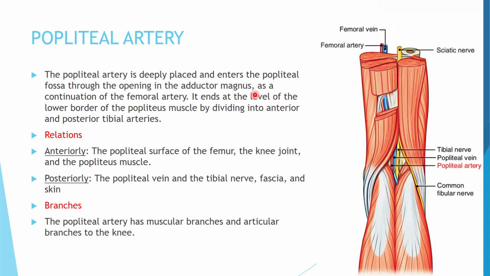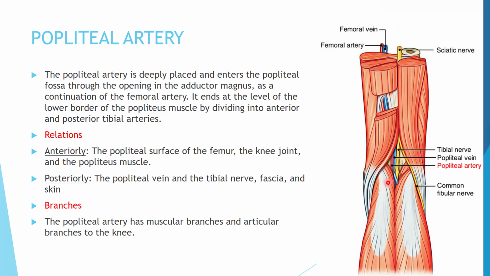Now, another content of the popliteal fossa is the popliteal artery. See here, this red colored artery is the popliteal artery, which is deeply placed, and it enters the popliteal fossa through an opening in the adductor magnus muscle. See here, this is the adductor magnus muscle opening, and this popliteal artery is crossing this opening, and it is the continuation of the femoral artery.